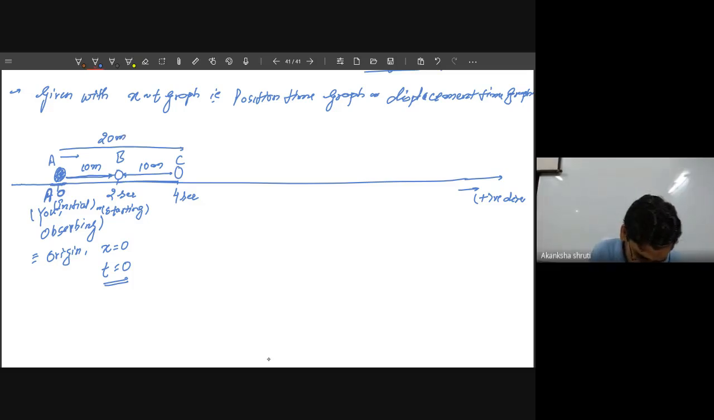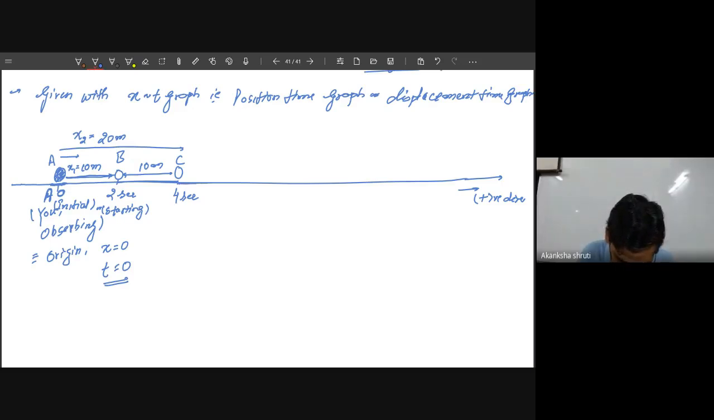So this is your position 1, meaning the initial x1 is 10, and the position at C, that is x2, we are considering it as 20 meter. Student, B to C is simply the displacement between B and C. It is x2 minus x1 that we have to take.